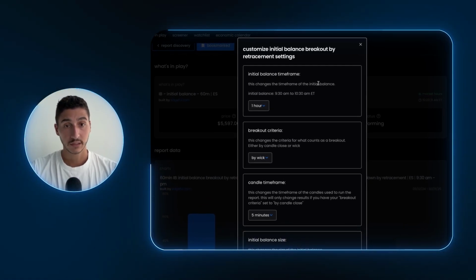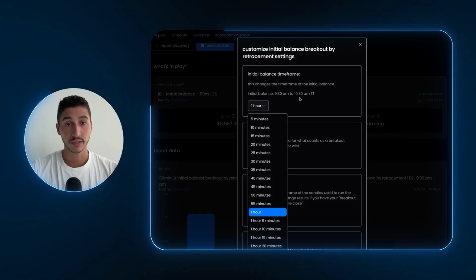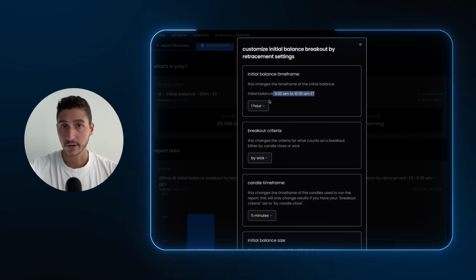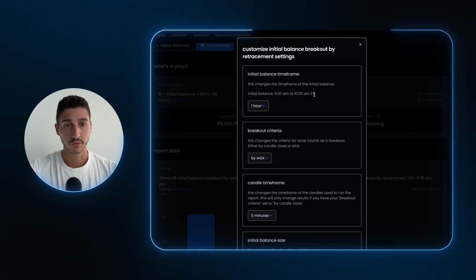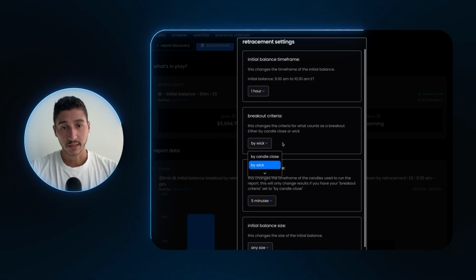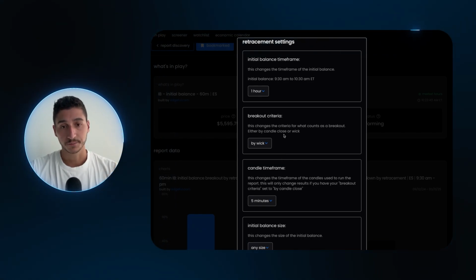So this here is how you can change the IB time frame. So you can see this is the first hour. This is the standard initial bounce. This is when you hear initial bounce, you think the first hour. This is actually very important to understand, the by wick versus by close.